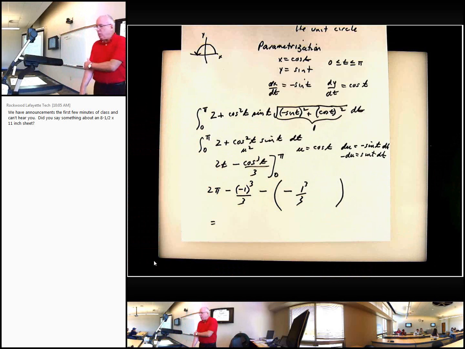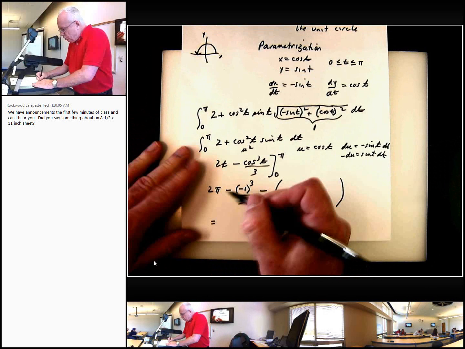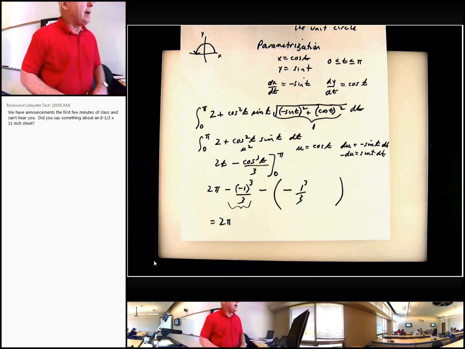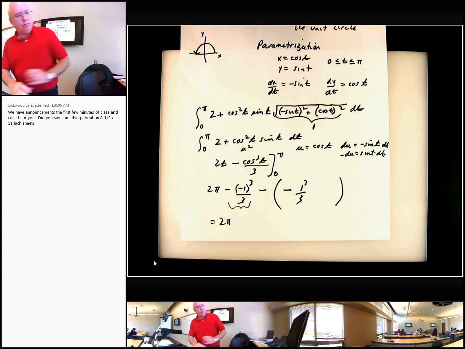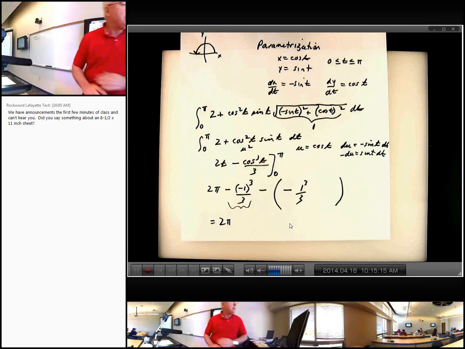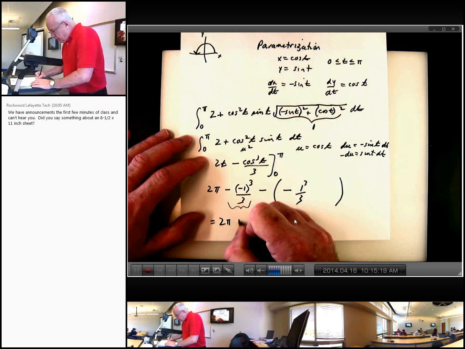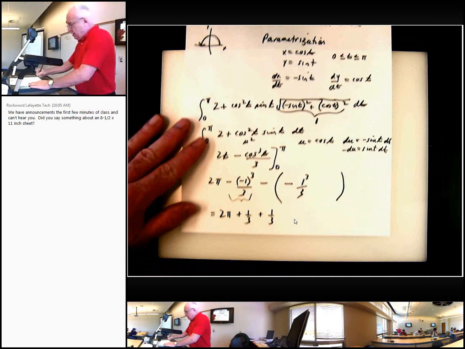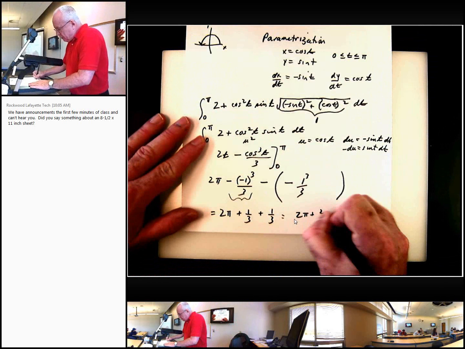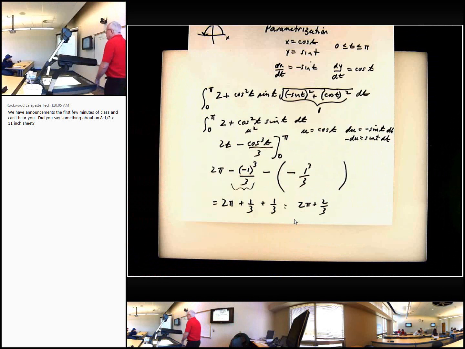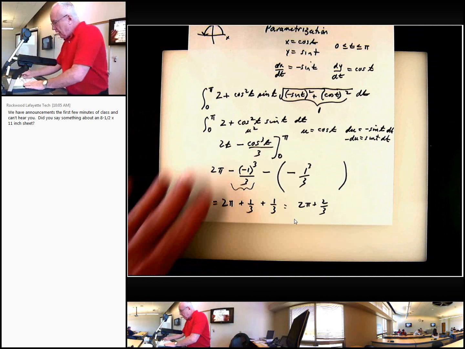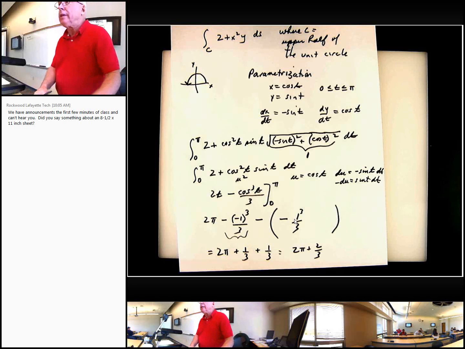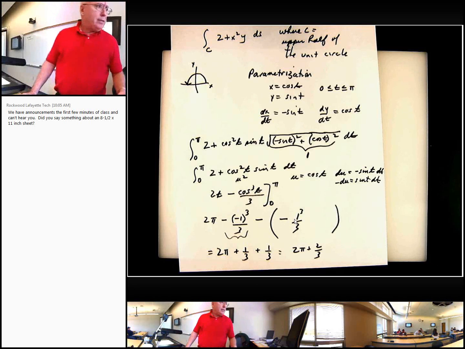And then let's figure out what we get with this. 2 pi. Now, right here, this is a total of 4 minus signs. So we're going to have a plus sign, plus 1/3, and then we have another double minus sign. We have another 1/3. So our final answer is 2 pi plus 2 over 3. The key to this is, of course, following the formula, plugging in your parameterization and your limits, and you should be good to go with that. All right. Any question on that example?